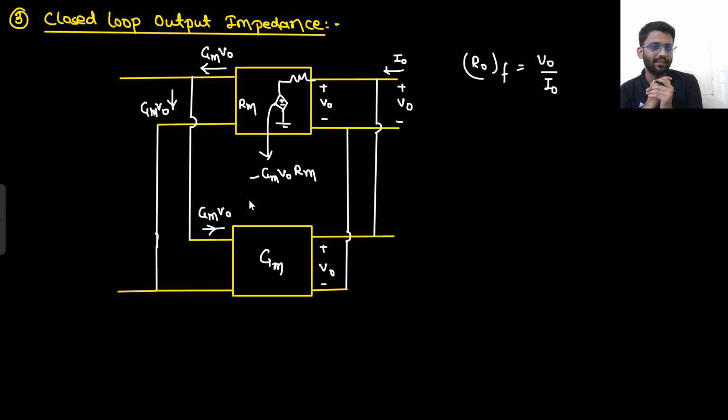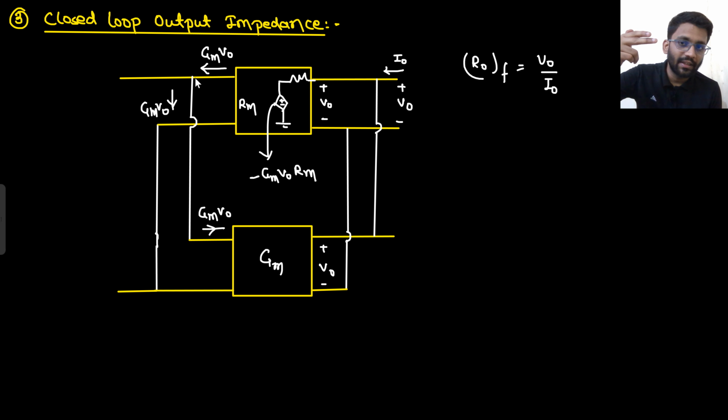Why is there a negative sign? Because if GM V naught current was going in, then it was giving you the factor of RM. Now the current is going out, so you have to take a negative sign, because the input current is minus GM V naught this time. The forward path should have input current, but that current is outward. So you should write minus GM V naught into RM. This potential is minus GM V naught into RM.